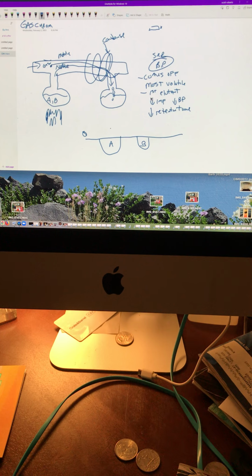That's a good question. They can ask it: what's the purpose of the noble gas in gas chromatography? It helps it to move down the column. Helping it move down the column is the perfect answer.